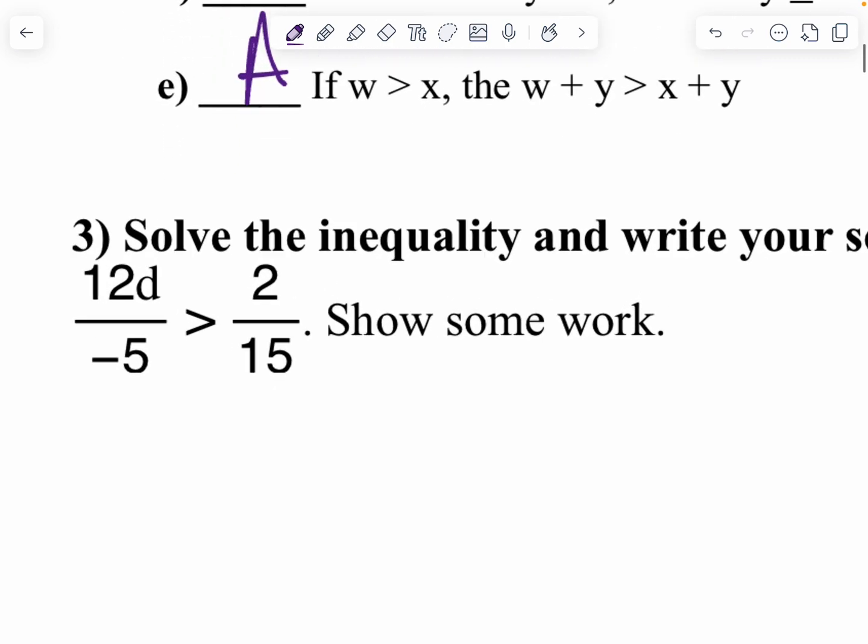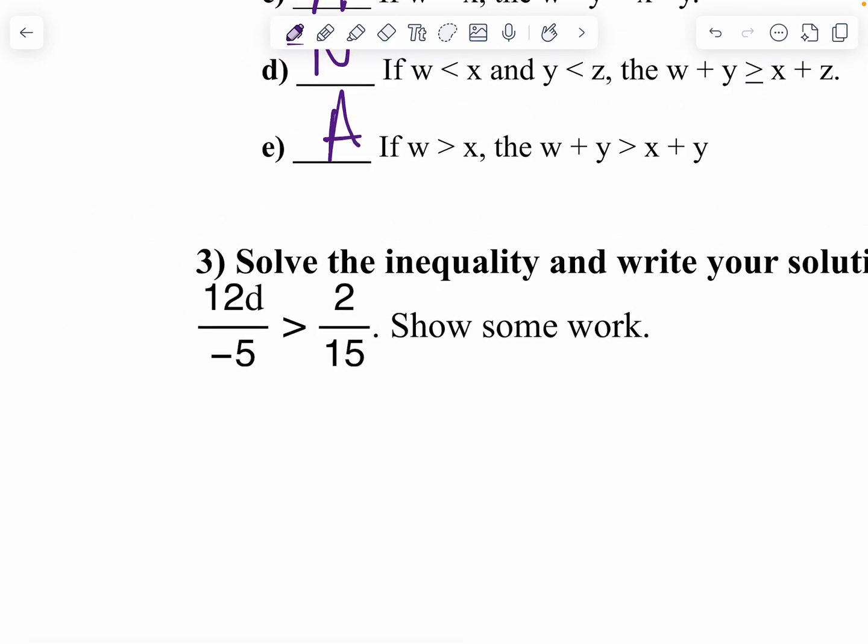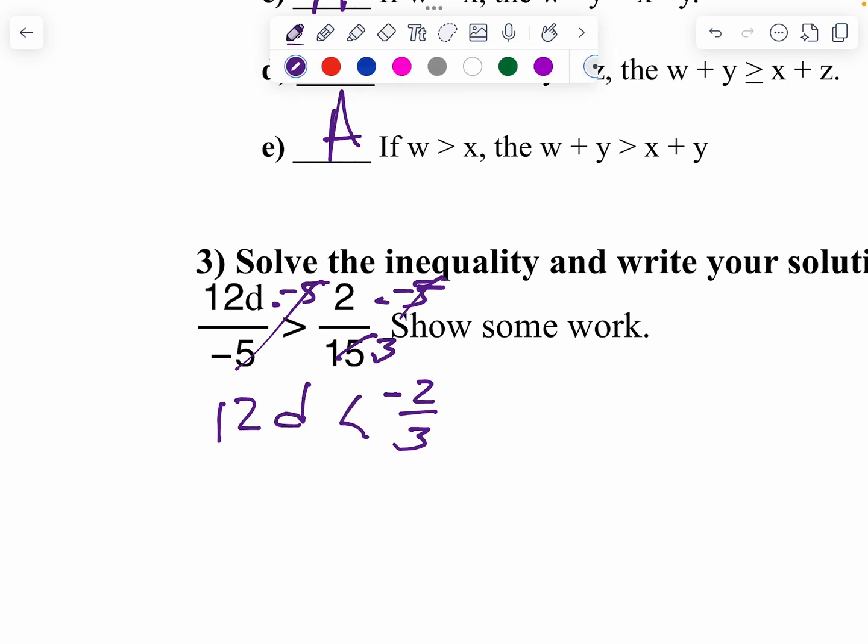Okay, in question 3, I want to get D by itself. So we just solve the equation like we normally do. We multiply both sides by -5. And we get 12D is greater than... Now 5 goes into 15 3 times, doesn't it? So I get -2/3. I'm multiplying by a negative, so before I go any further, remember I've got to switch my signs because I multiply by a negative.